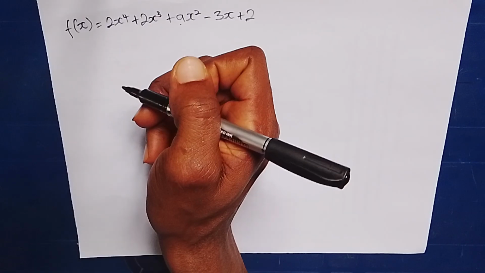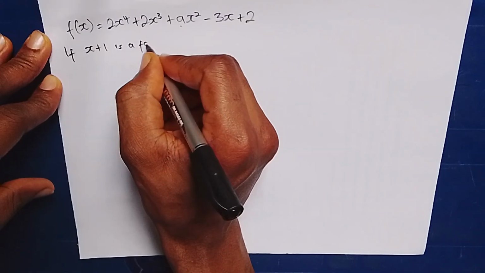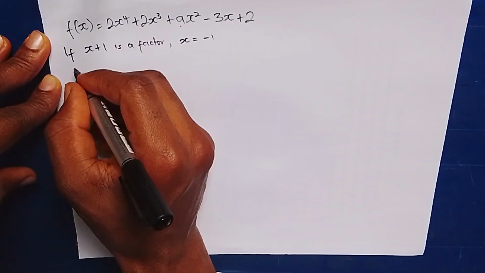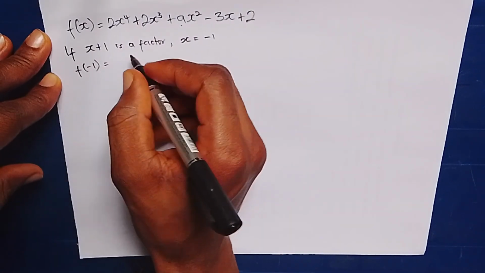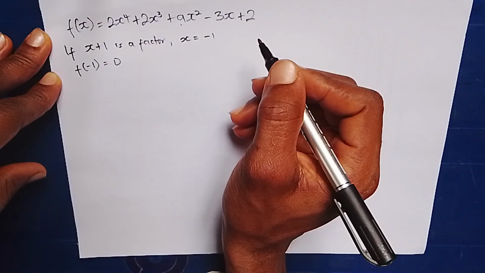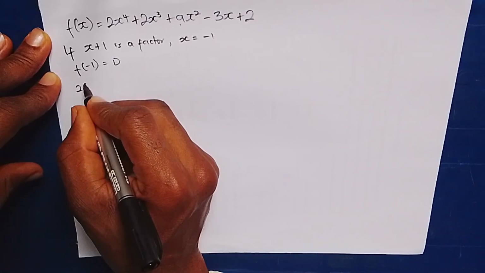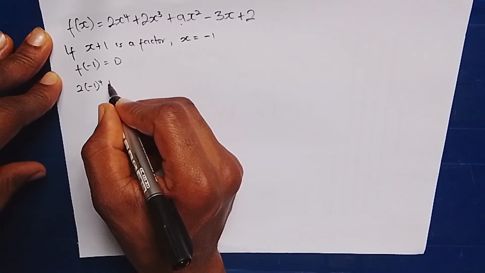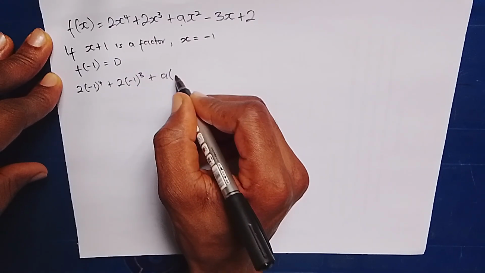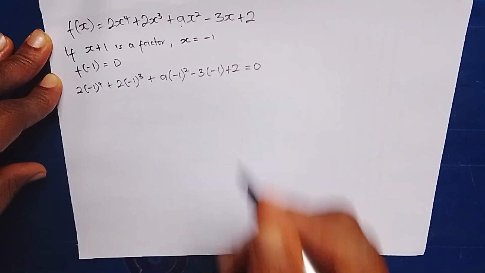So what we just do here is that we'll apply the factor theorem. If x plus 1 is a factor, then x is equal to minus 1. So we substitute minus 1 into f of x. If x plus 1 is a factor, that means f of minus 1 is equal to 0. So we have 2 times minus 1 raised to the power 4, plus 2 times minus 1 raised to the power 3, plus a times minus 1 all squared, minus 3 times minus 1, plus 2 equal to 0.